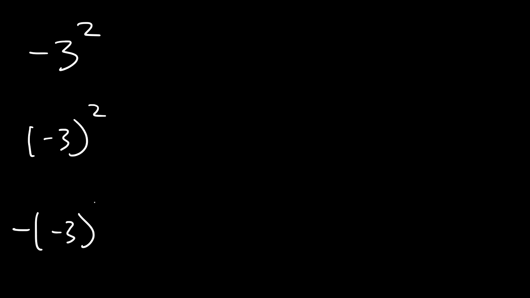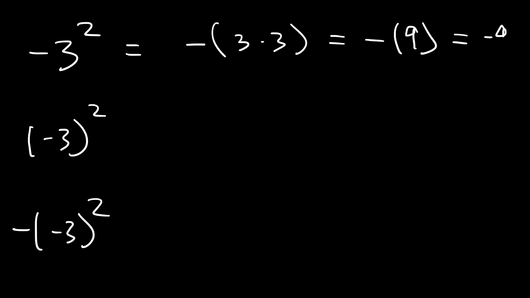Now, let's say you're given these 3 problems. I want to make sure you understand the difference and what to do if you ever see this on a test. What is negative 3 squared when the negative is not part of a parentheses? When the negative is not inside a parentheses, the 2 only affects the 3, not the negative sign. So what this means is you have negative, and then you multiply 2 3's together, 3 times 3. 3 times 3 is 9, so your final answer is just negative 9.